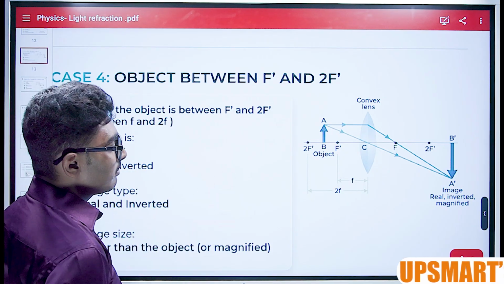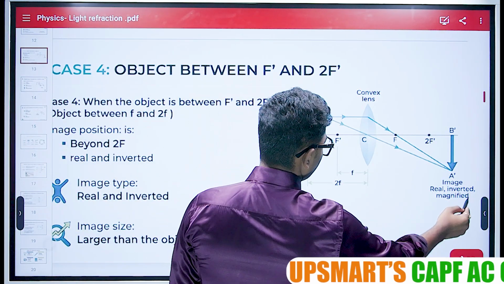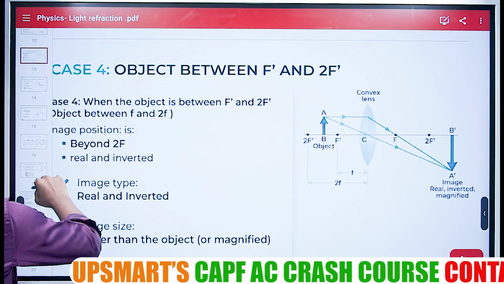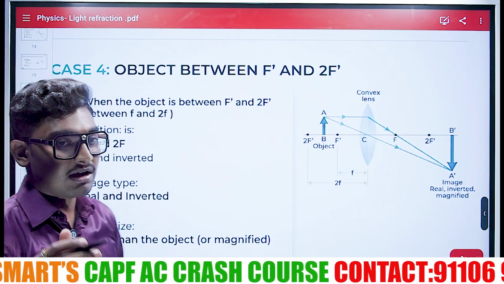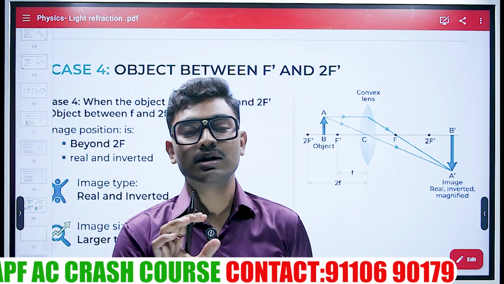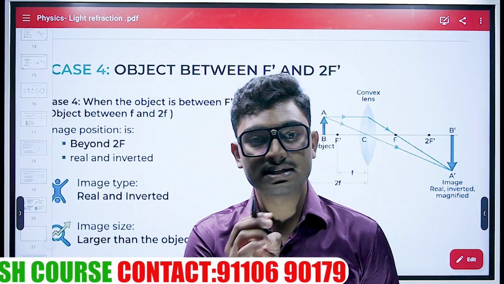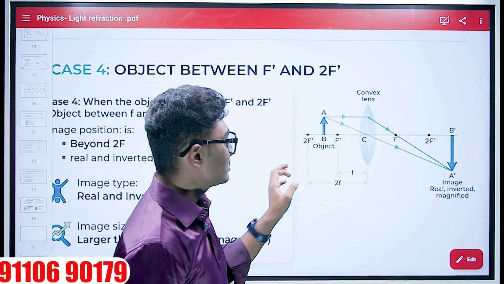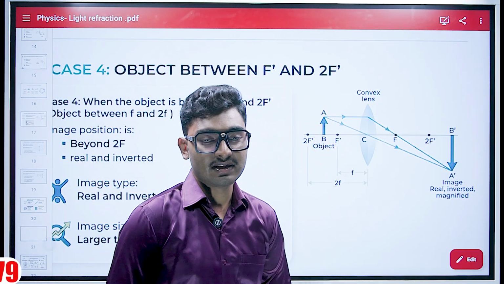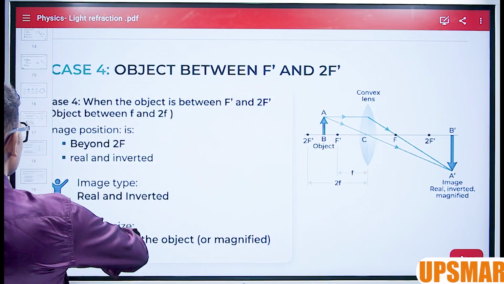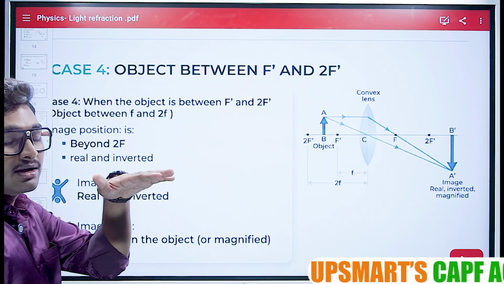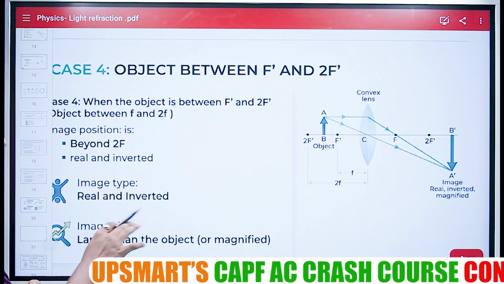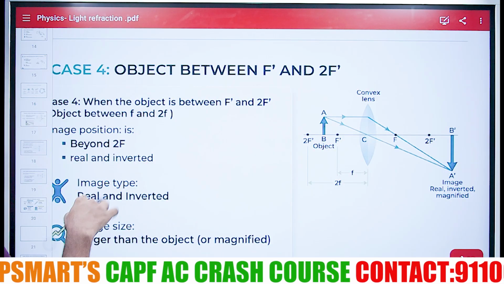The same format is given here. Here they have given real, inverted, magnified image when between 2F' and F'. The same. You have perfectly learned the concave mirror. It's very easy for the convex lens to draw the figures or the ray diagrams. It's very easy for lenses also. Same positions, same magnification, same height of the image, same as for the concave mirror.